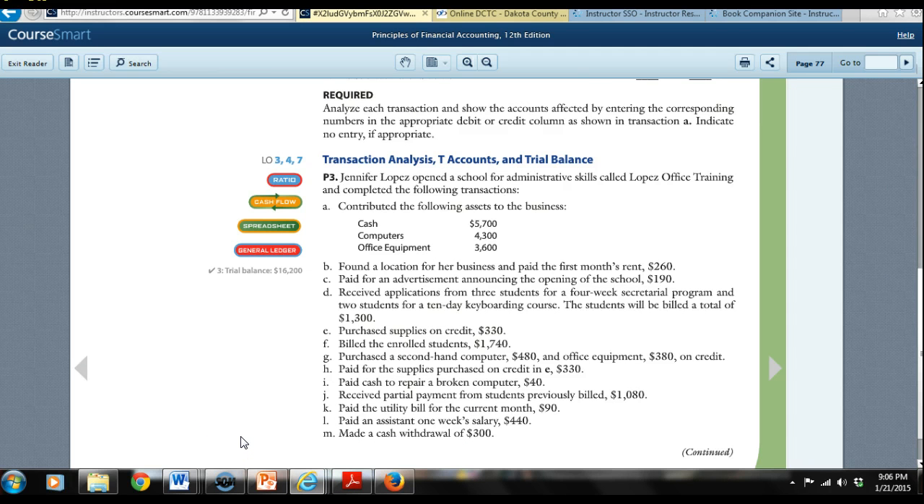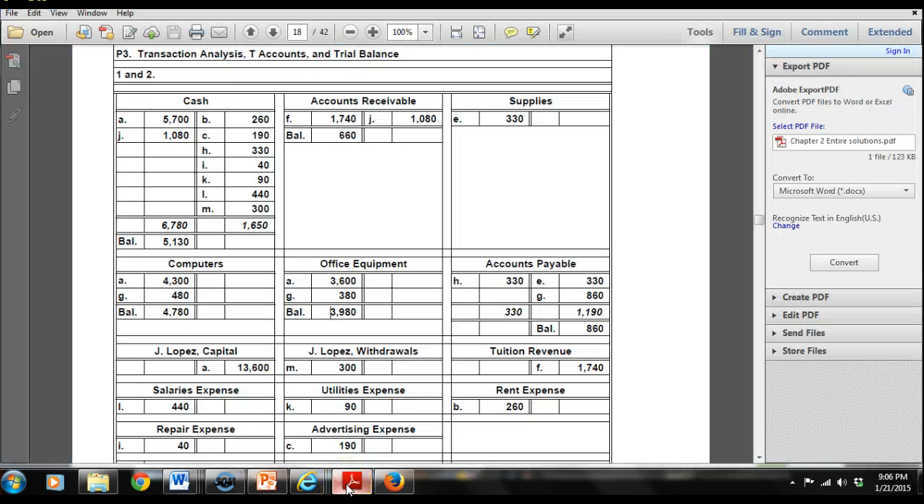Next, made a cash withdrawal of $300. Can you debit Lopez withdrawals? Yes. And then we would credit the cash. Perfect. M, cash, credit of $300. M, J. Lopez withdrawals, a debit of $300. Excellent.